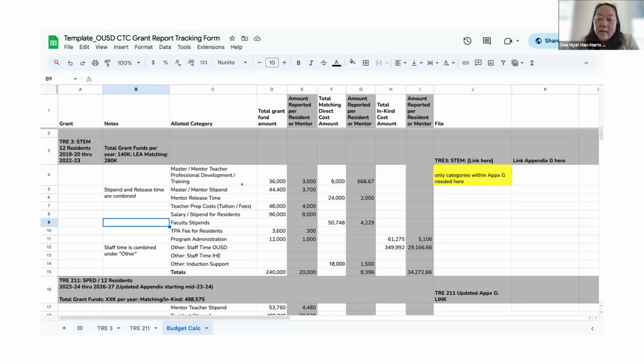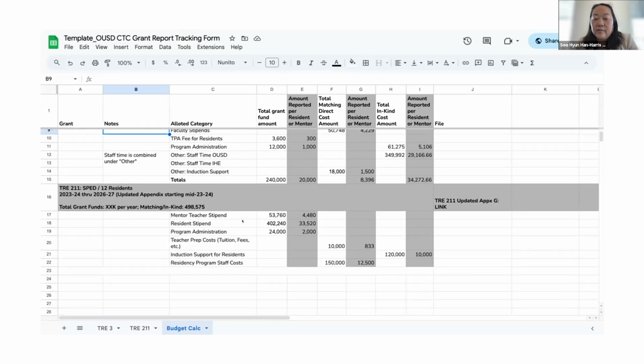And what I did was I only put the categories where we had amounts determined on the grant report. So I listed those categories here according to the appendix. I put the total grant fund amount and then the individual amount that it would break down into per resident or for mentor. So that's all here. And then I have the totals down at the bottom. And then I have that also for the other grant, the more 2021 grant that we have.